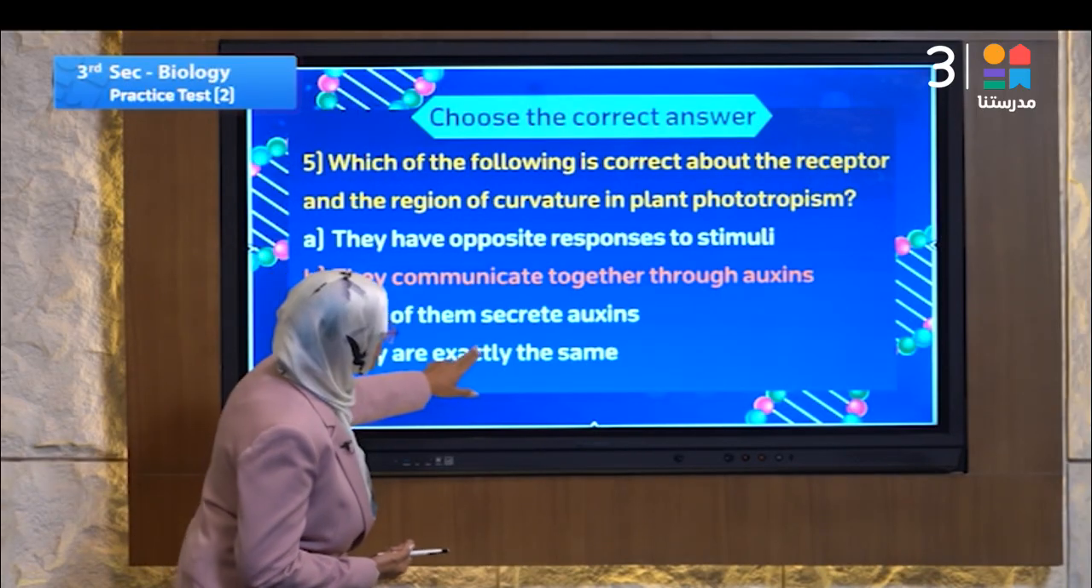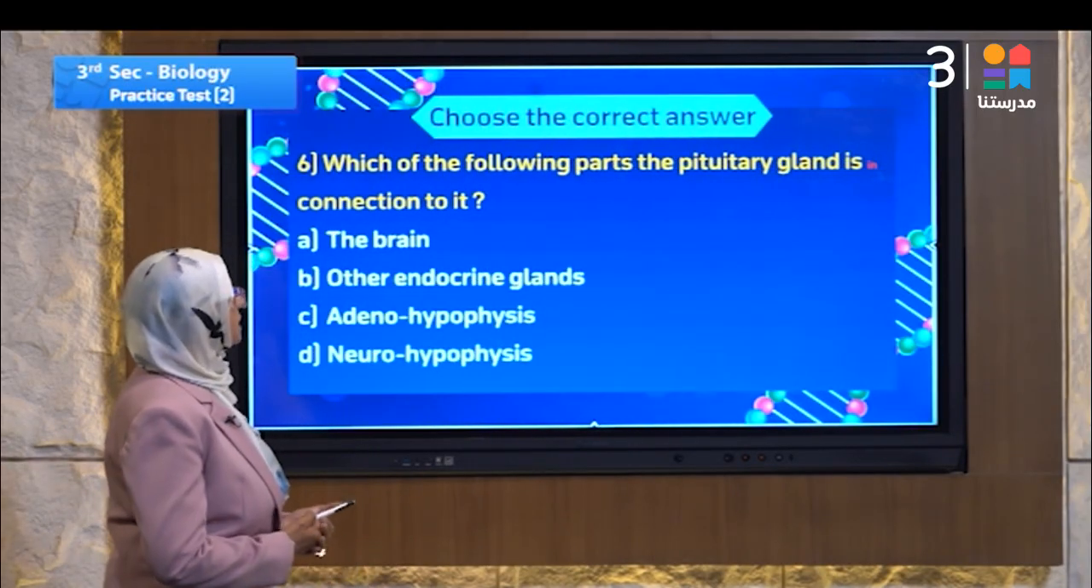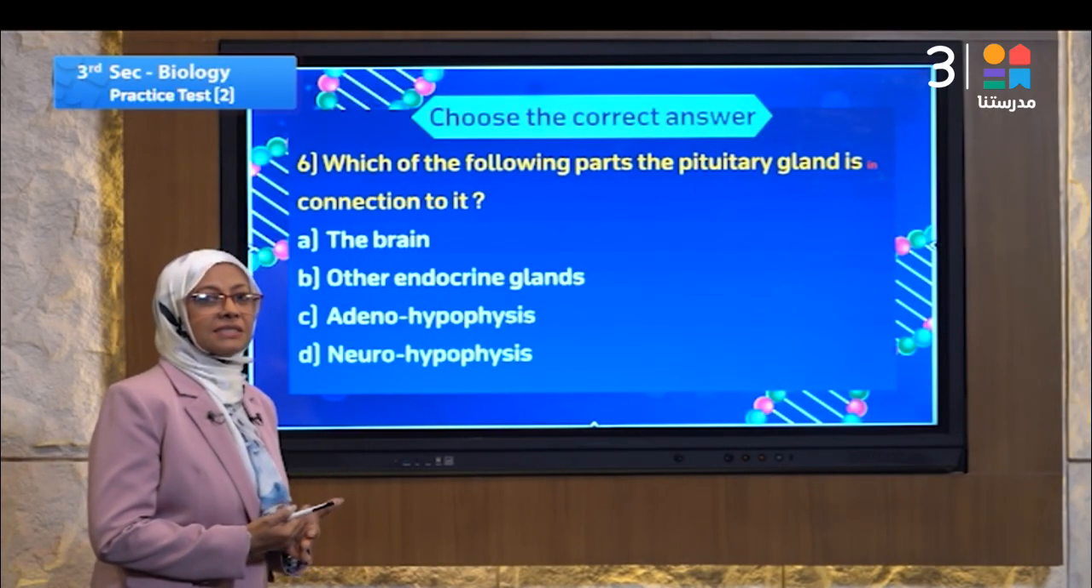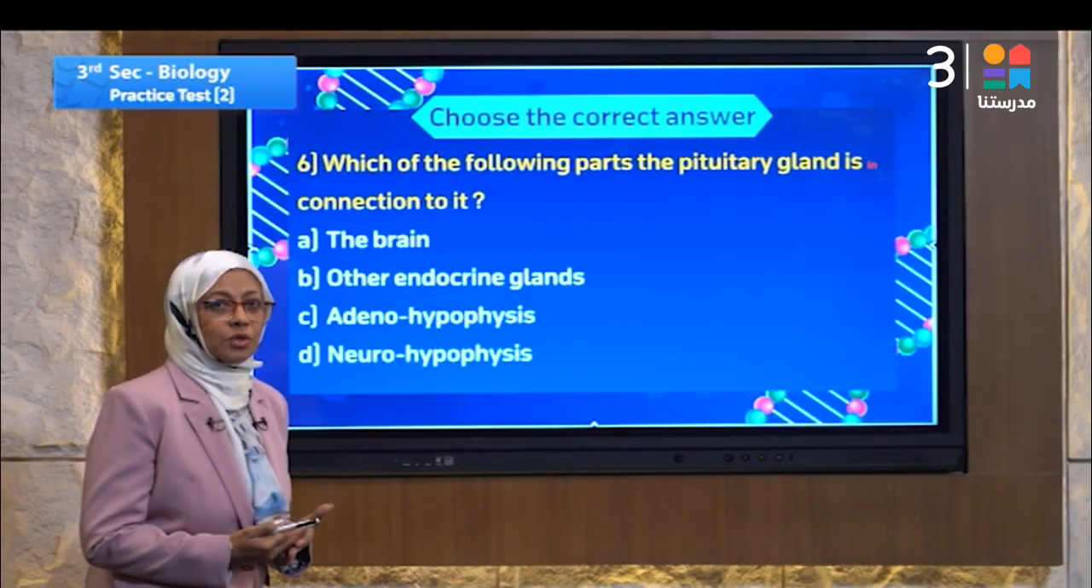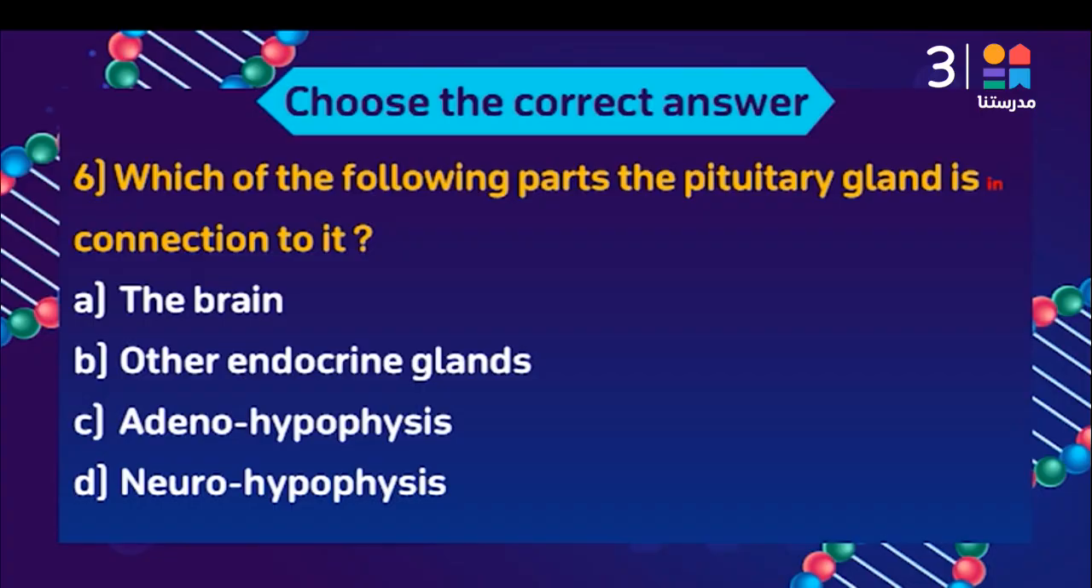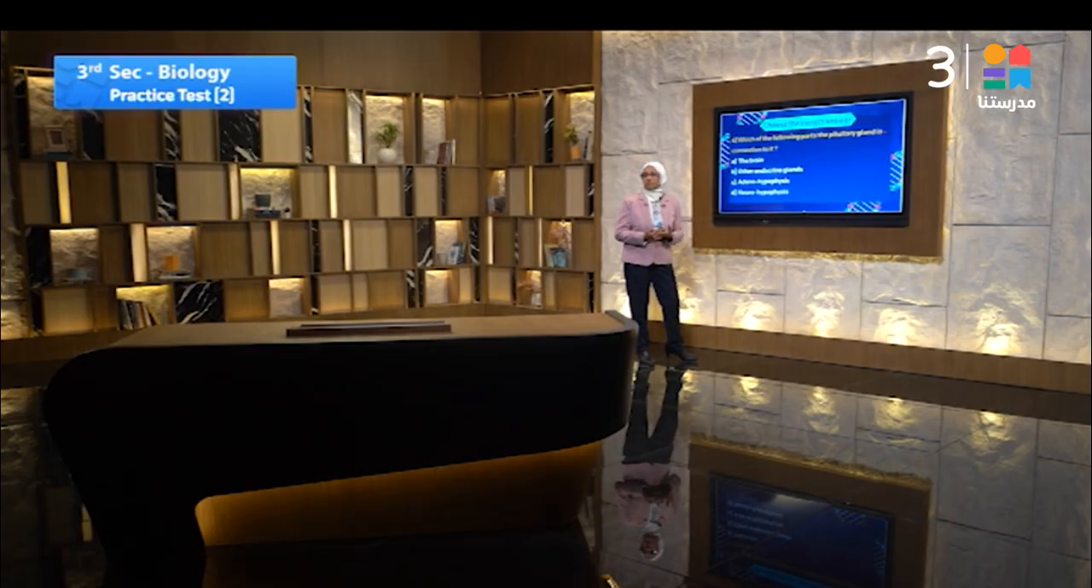Let's go to 6. Question number 6 is about the pituitary gland. Let's go to hormones. Hormones affect the tissues in human beings. Let's read the question. Which of the following parts is the pituitary gland connected to? The pituitary gland is found in the skull. Inside the skull is a pea-sized structure, found under or below the brain.